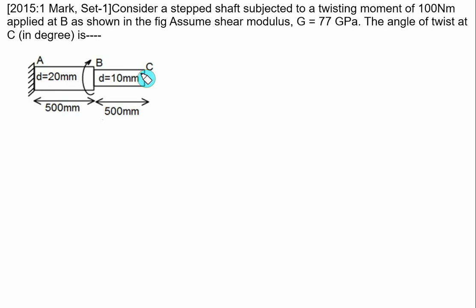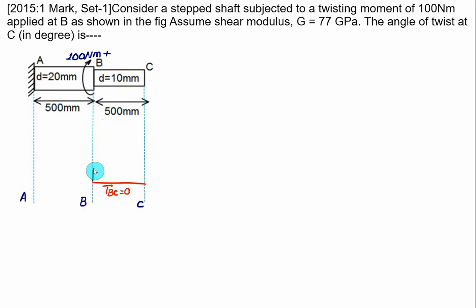So for the portion BC the torque will be equal to 0, and the torque remains constant, equal to 100 Newton meter, for the portion AB. This is the only torque acting, and we'll take this value as positive. Since at C there is no torque acting, the portion BC has no torque, so torque in BC will be equal to 0. 100 Newton meter we'll treat as positive.